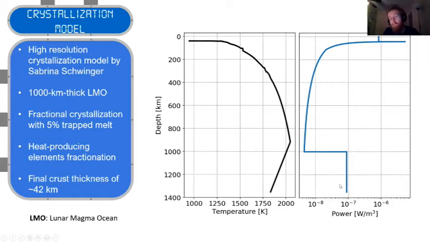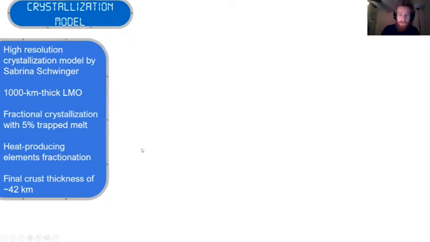And we also have the profile of the heat-producing elements, which are trapped in the interstitial liquid, and which follow a usual fractionation profile, where you see that it becomes more and more enriched in the magma ocean, and in turn in the late crystallized cumulates. And finally, you have the content in the crust. So this gives us the initial condition for our thermal evolution model, and we feed it with it.